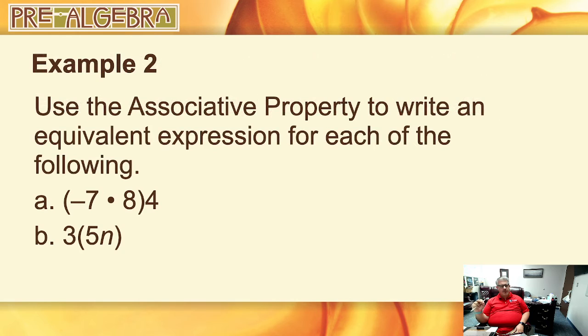So here's an example. Use the associative property to write an equivalent expression for the following. You have in parentheses negative 7 times 8, close parentheses, and that's times 4. Okay, so negative 7 times 8 is negative 56. Negative 56 times 4 is 224.